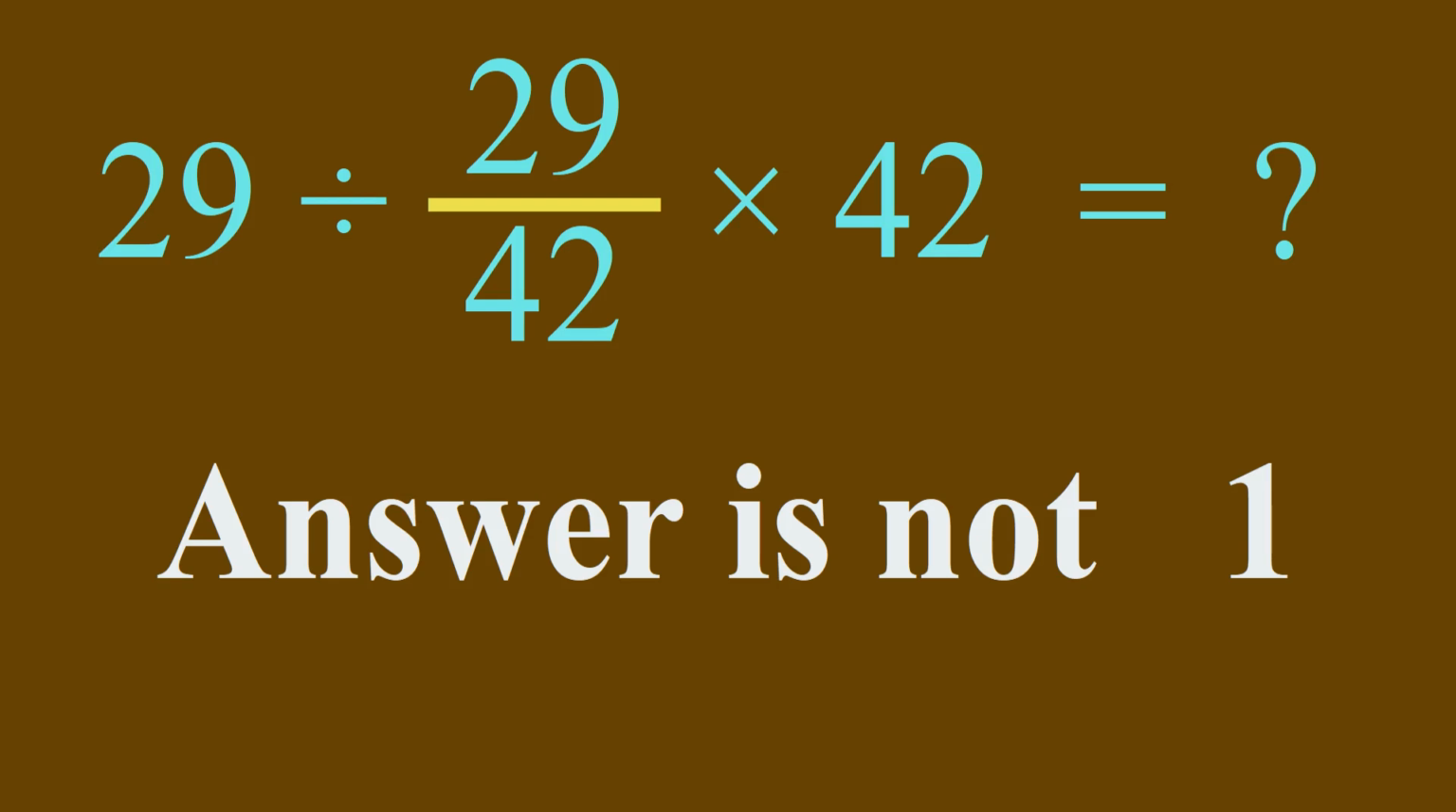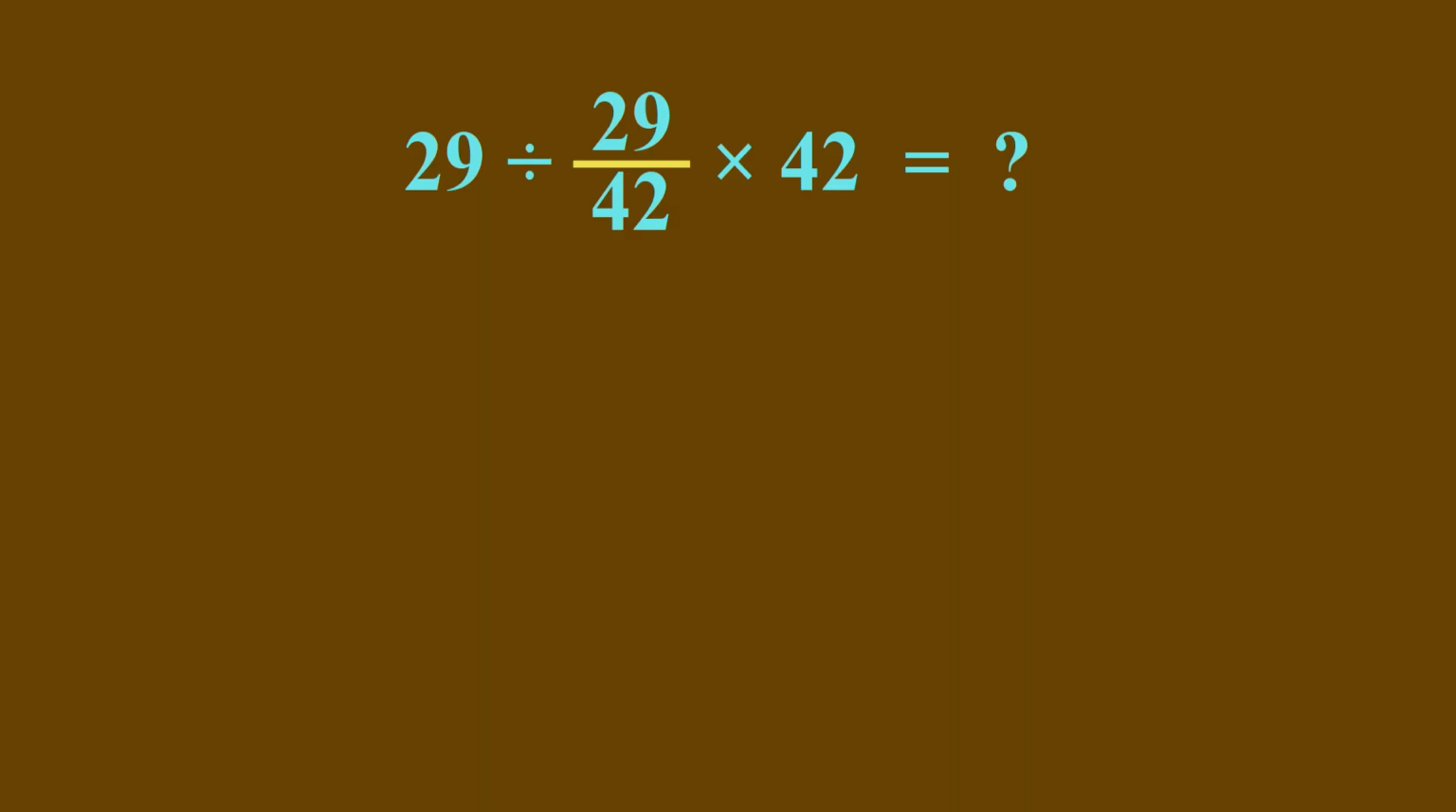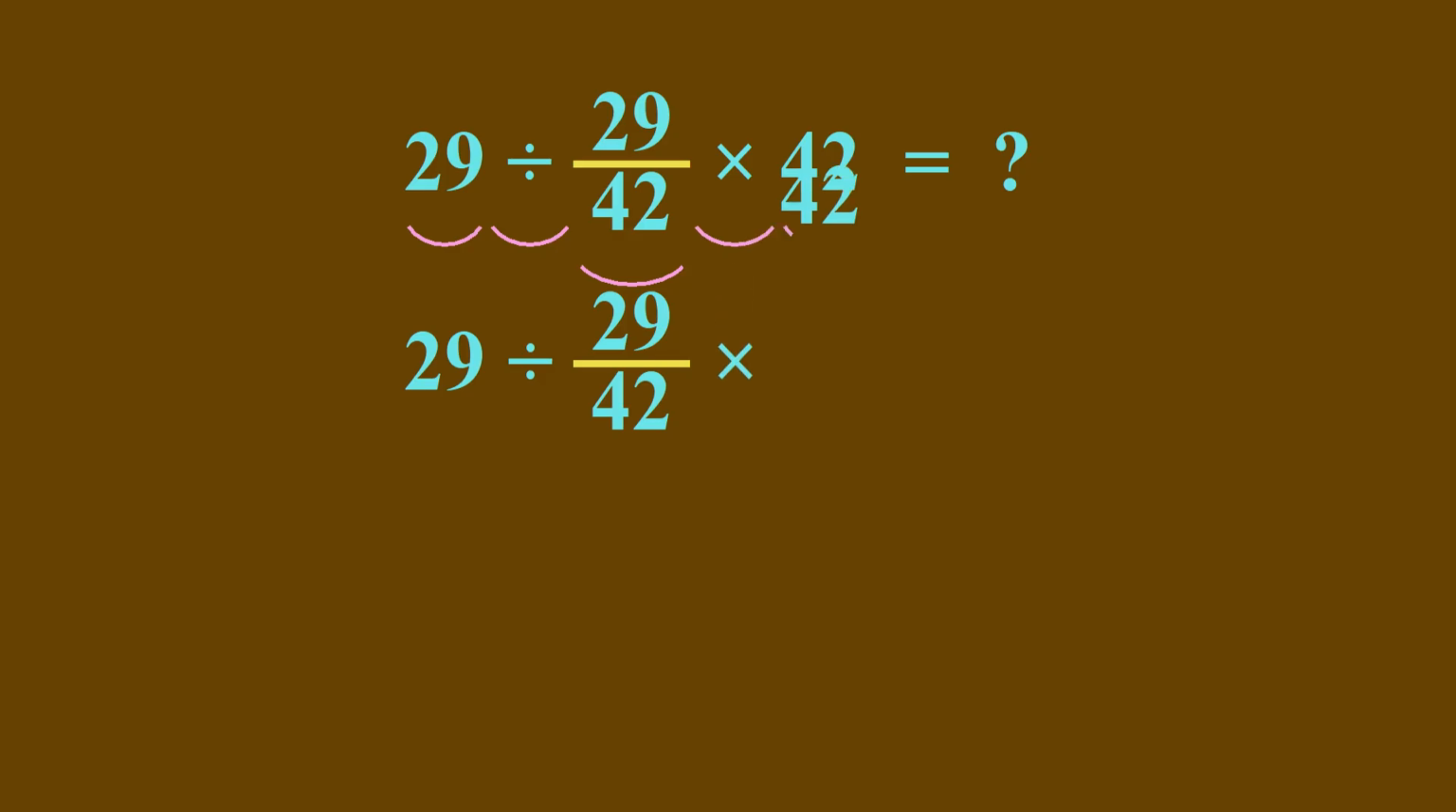In this moment, our goal is to determine the numerical value of this statement: 29 divided by 29 over 42, then times 42. First we do this multiplication, 29 over 42 times 42. We can easily cancel this 42 and this 42. So here we have this 29 only, and 29 divided by 29 equals 1.